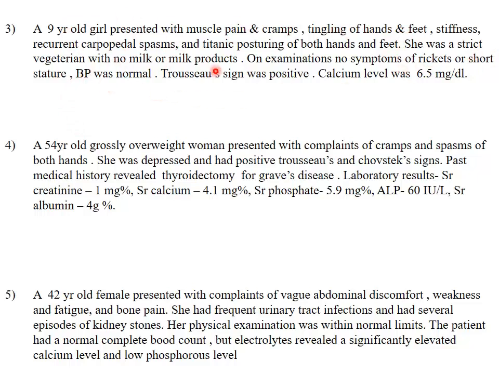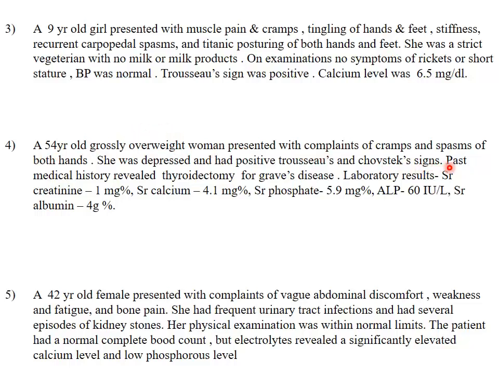So here you find the neuromuscular irritability is there. Further, what will you go for? Definitely confirmation by the calcium level, phosphorus level, vitamin D, parathyroid and ALP. These are the laboratory findings which you'll search for in this patient.